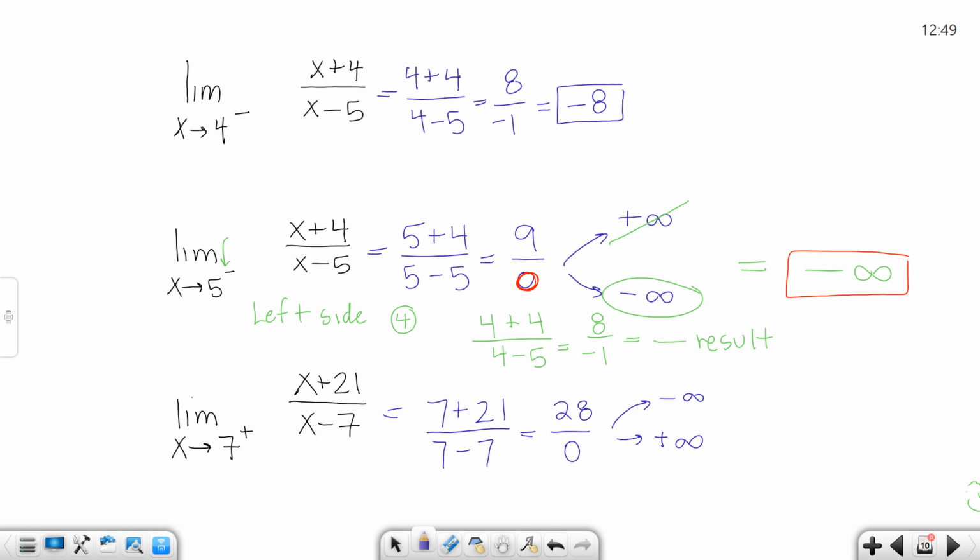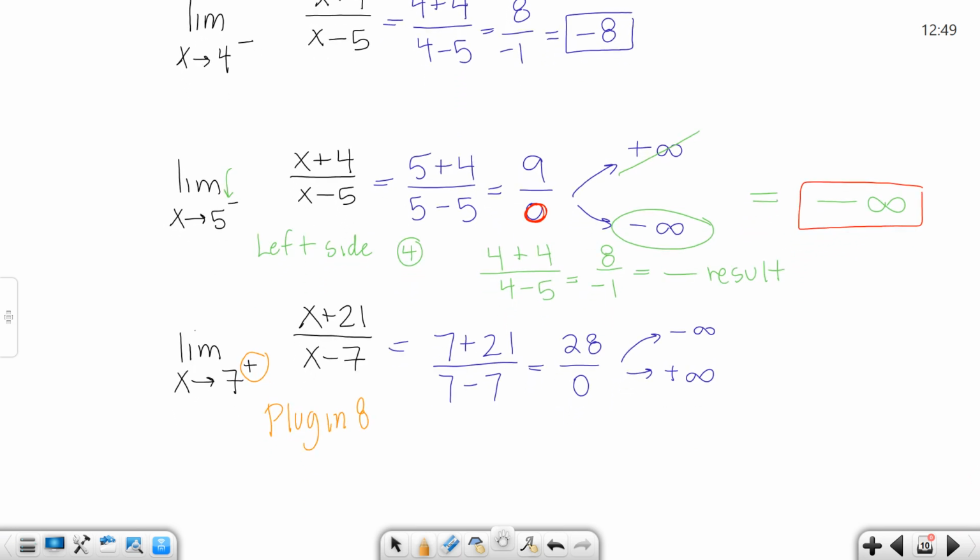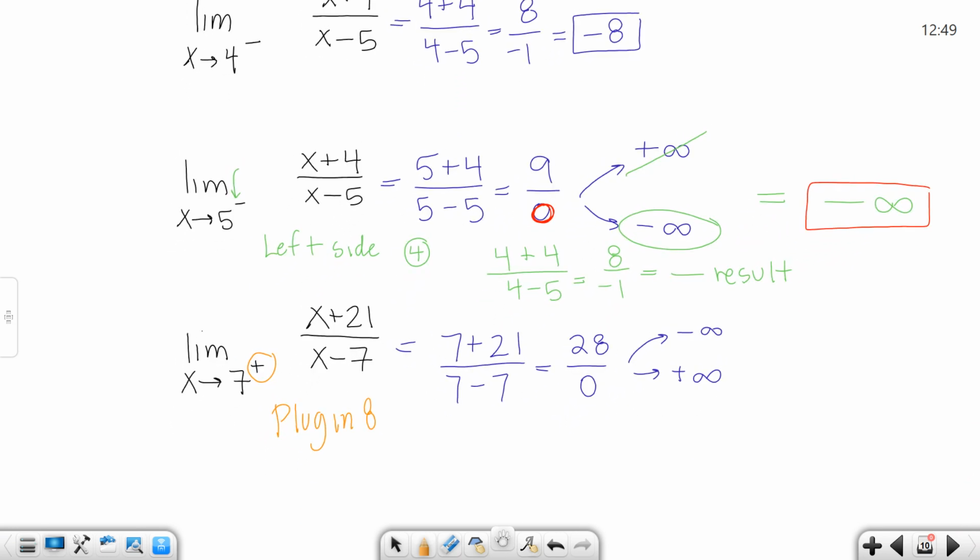Now, I'm going to plug in something on this side of 7. That's the higher side of 7. So higher than 7, I would plug in 8. So when I plug in 8, I get 8 plus 21 over 8 minus 7. So I get 29 over 1. Now I don't care that it's a 29, I care that it is a positive result. Since I get a positive result, my answer is going to be positive infinity.